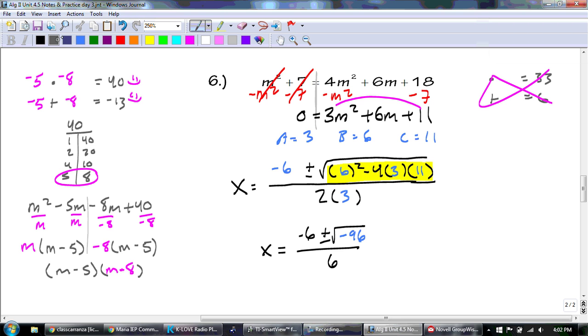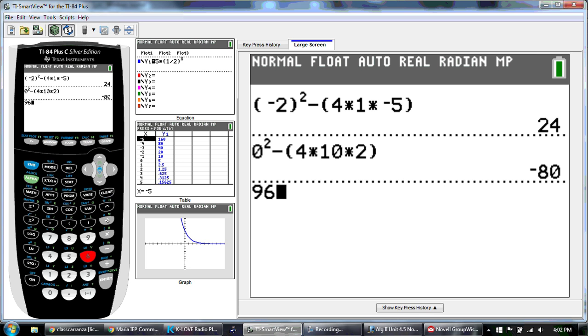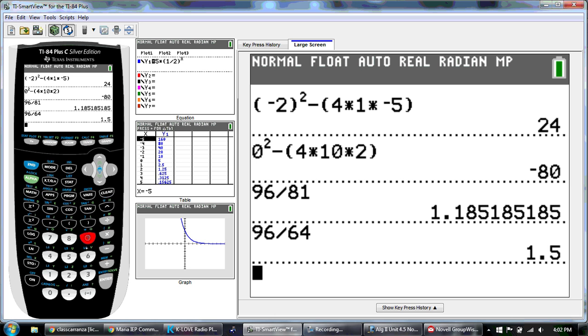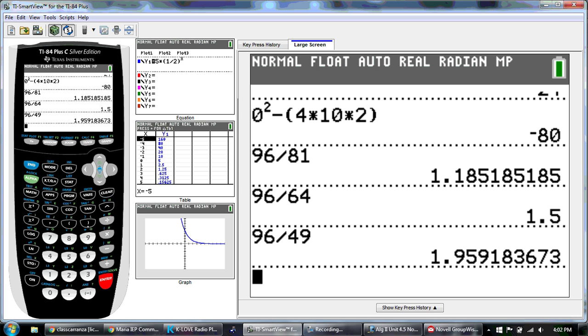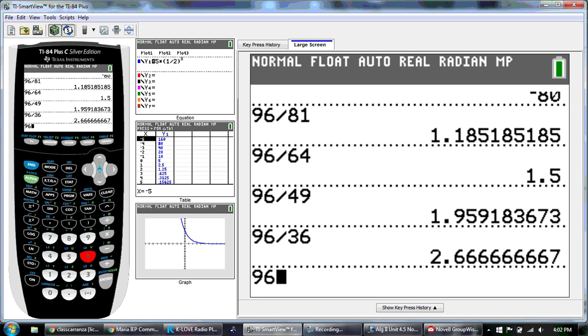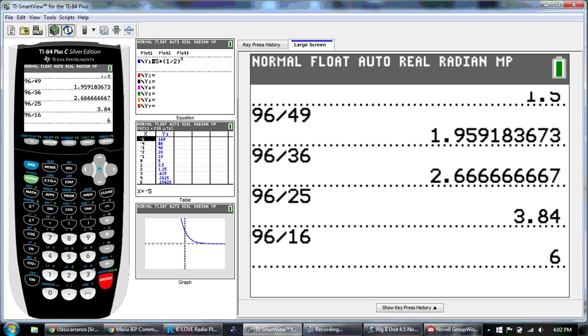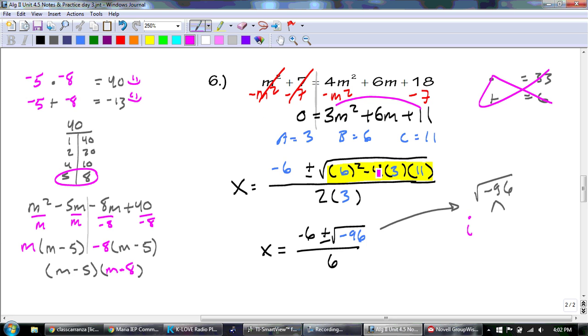Okay, so you should have gotten the square root of a negative 96, and then I got to come over here and break that down. So the first thing I notice is that it's negative, so I'm going to take out an i. And when I've got 96, I go, well, 81 would be the next one, then 64, then 49, then 36, nope, 25, nope, 16, there we go. Okay, so this breaks down to the square root of 16 and the square root of 6.